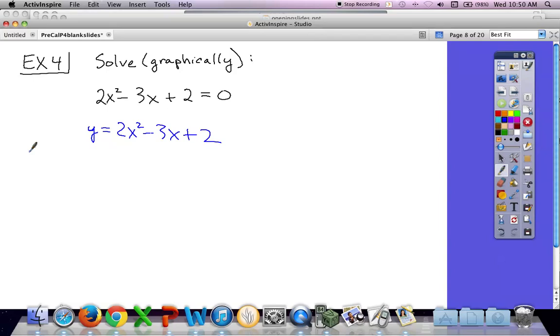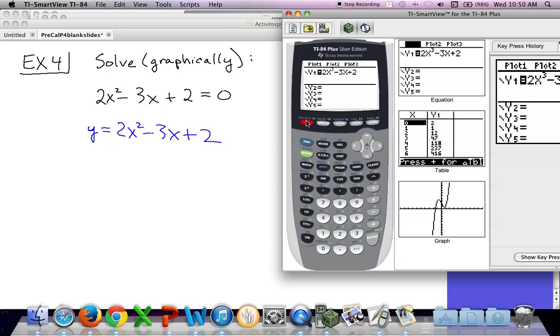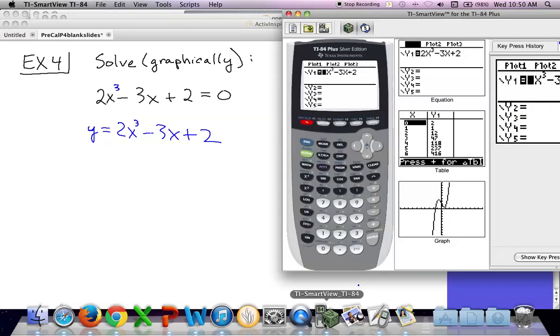So use your calculator. Oh, and I made a mistake on this one that I needed to have fixed. I have this problem just a little bit wrong. It's not 2x squared, it's 2x to the third. So again, in your calculator, on the y equals line, you're going to put 2x to the third minus 3x plus 2.